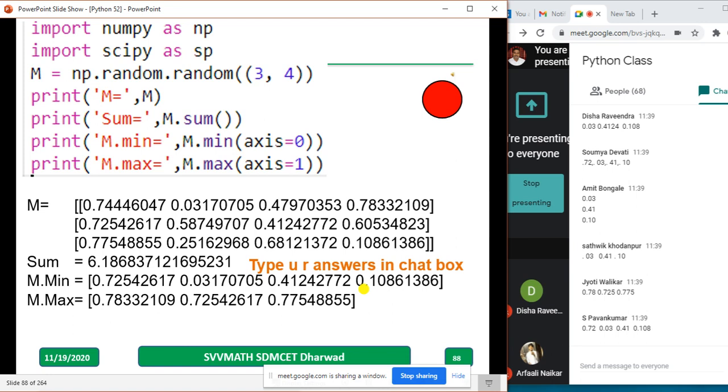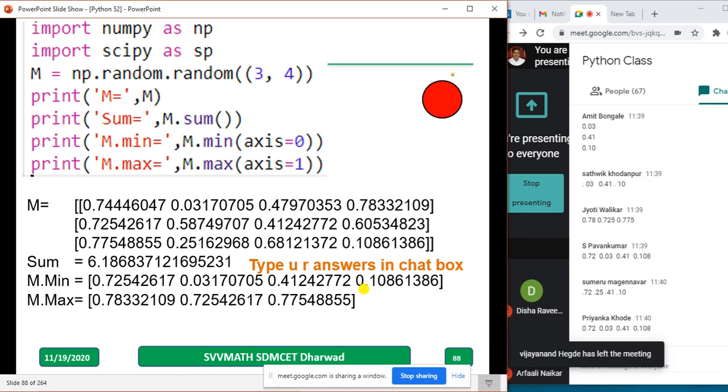Pawan Kumar answer is correct. And Jyoti answer is correct. Sumeru also correct because they are typing only 3 digits. Yeah, all these answers are correct. Hope all of you understood how to make use of sum, how to make use of m dot minimum, how to make use of m dot maximum. Let me go to the next slide.